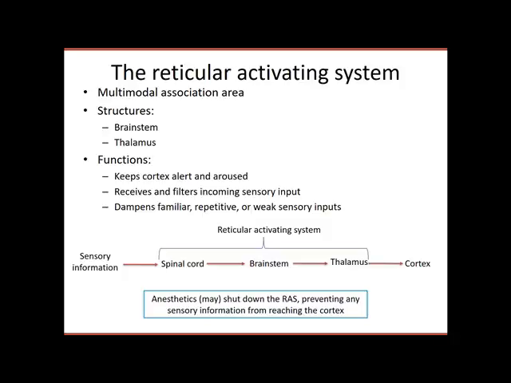One of the ways we think anesthetics work, and this drove me nuts when I first learned this, we actually don't know how anesthetics work. But one of the ways we think they might work is by shutting down the reticular activating system. That prevents any sensory information from reaching the cortex, and that also prevents you from forming memories as well. Right? Usually when you're under anesthesia, you don't remember anything, even a couple minutes before anesthesia.